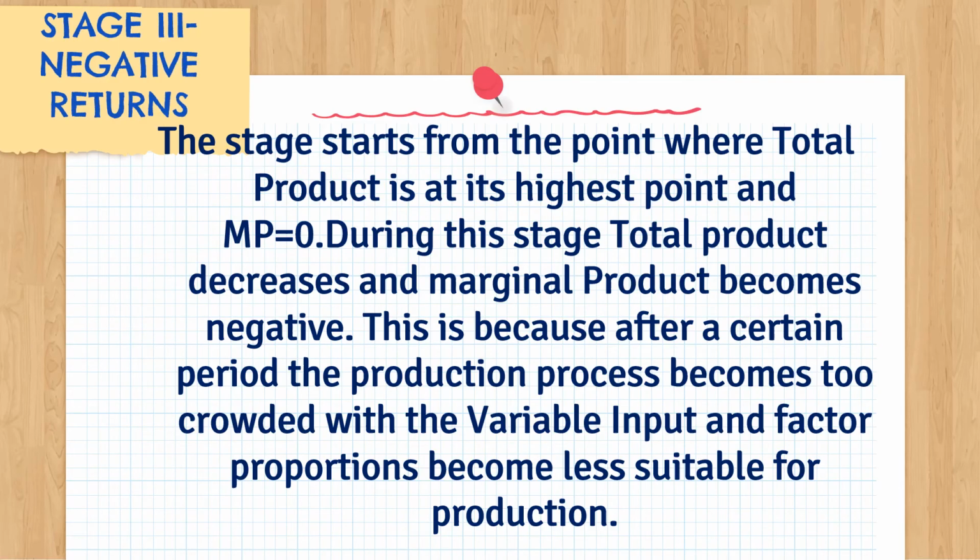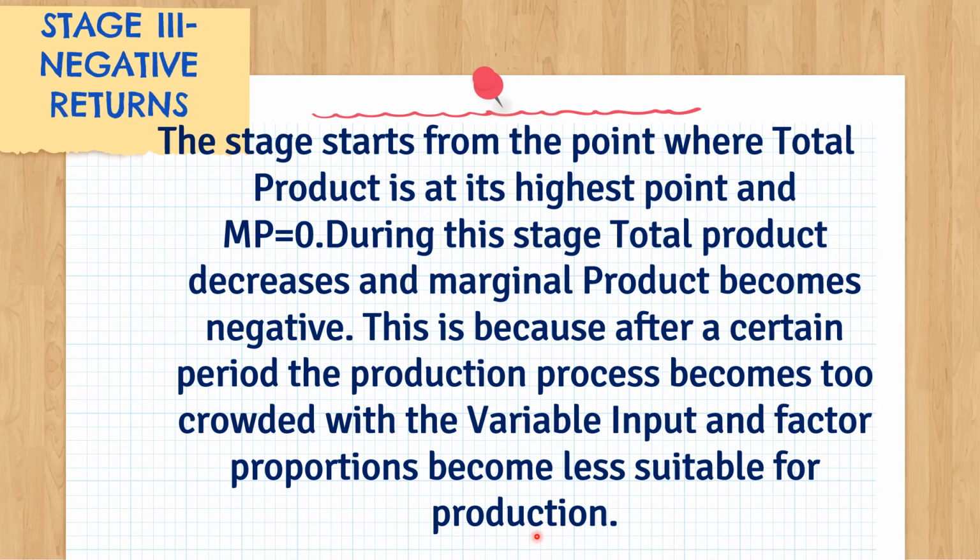Let's explain the third stage, which is the stage of negative returns. The stage starts from the point where total product is at its highest point and MP is equal to 0. During this stage, total product decreases and marginal product becomes negative. This is because after a certain period, the production process becomes too crowded with a variable input and factor proportions become less suitable for production.